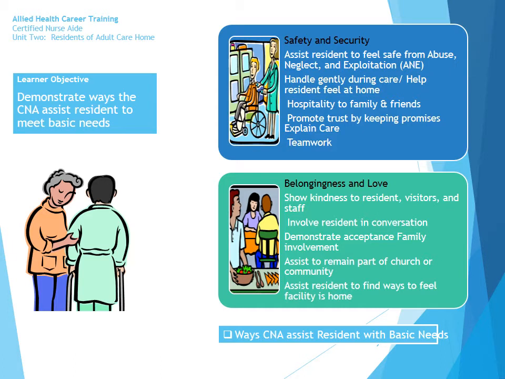So you also want to help the resident feel like the facility is their home. Some ways that you can do that is ask them the way that they like to do things. Make sure that you're respectful whenever you enter their room or their apartment. Knock on the door every single time that you go in. Announce yourself. Let them know that you're there. You might call out their name and say, "Hey, Mrs. Smith, I'm here to help you this morning. Are you ready to get up?" Then you can do things like that and help them feel like it's their home.